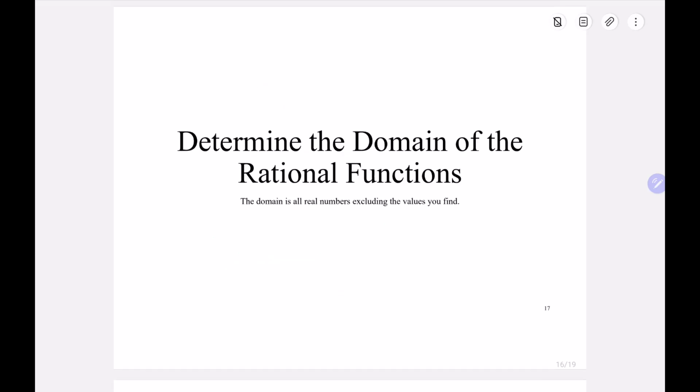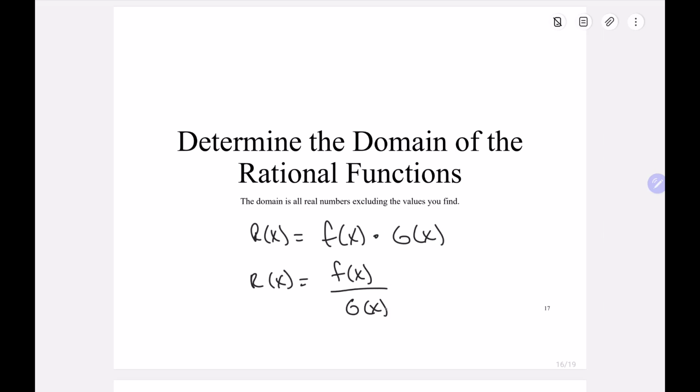So next we're going to look at determining the domain of a rational expression. And so the idea is that everything you're doing with multiplying and dividing rational expressions is going to be the same thing. You're doing the exact same thing, however you're just introducing function notation, where you have r of x is equal to f of x times g of x, or r of x is equal to f of x all over g of x, and g of x cannot equal 0.